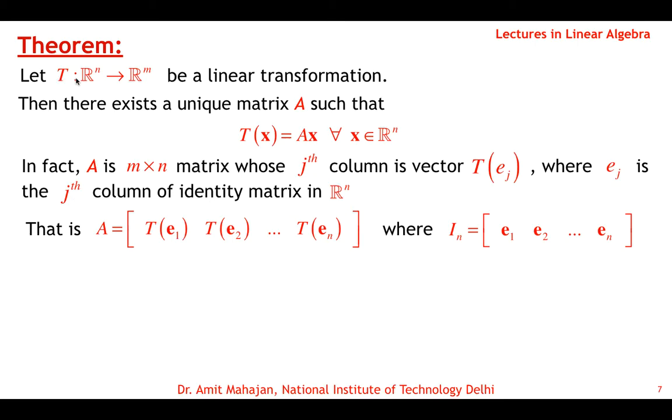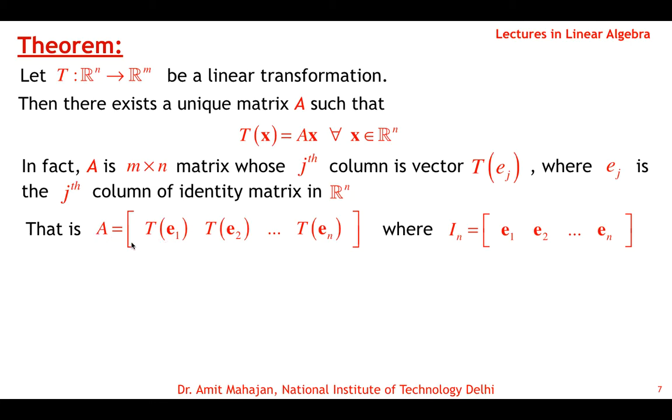So if you are given a transformation Rn to Rm, from the domain you can write the identity matrix In, whose columns we name E1, E2, and so on up to En. So E1 is like 1 0 0 0, E2 is 0 1 0 0, and so on. En is of the form 0 0 0, and so on, 1. And if we take the transformation of these columns, transformation of E1, transformation of E2, transformation of En, then they make the matrix A.